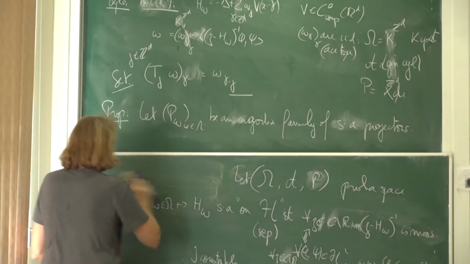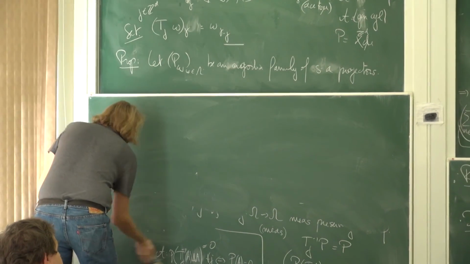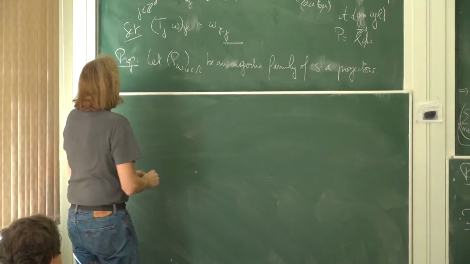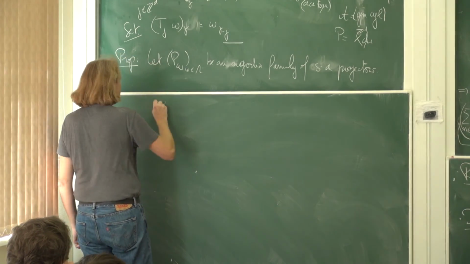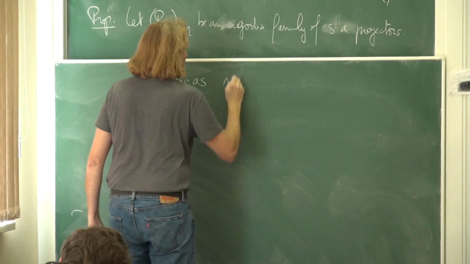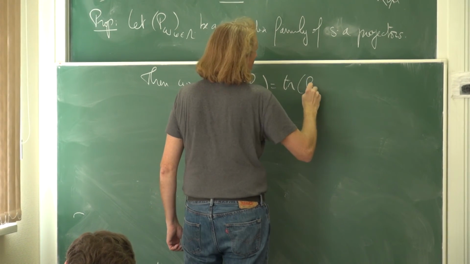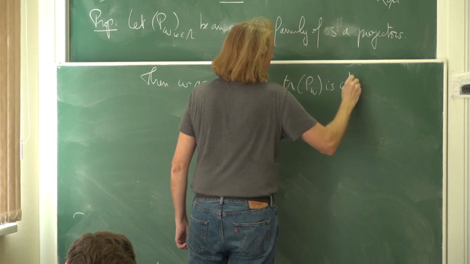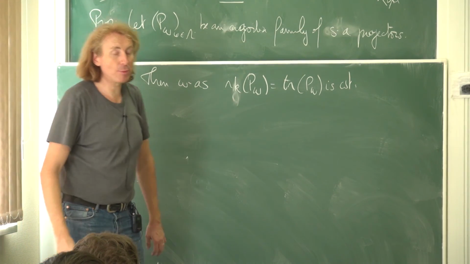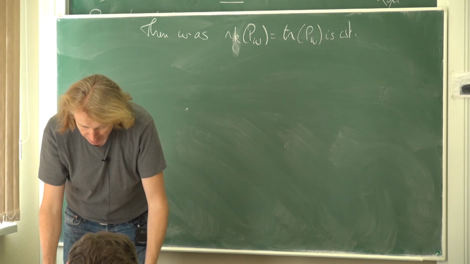So we take an ergodic family of self-adjoint projectors, and then what does one have? Omega almost surely, the rank of P_omega, which is also the trace of P_omega, is constant. They share the same trace, they share the same rank. Because they are projectors, trace and rank are the same thing.